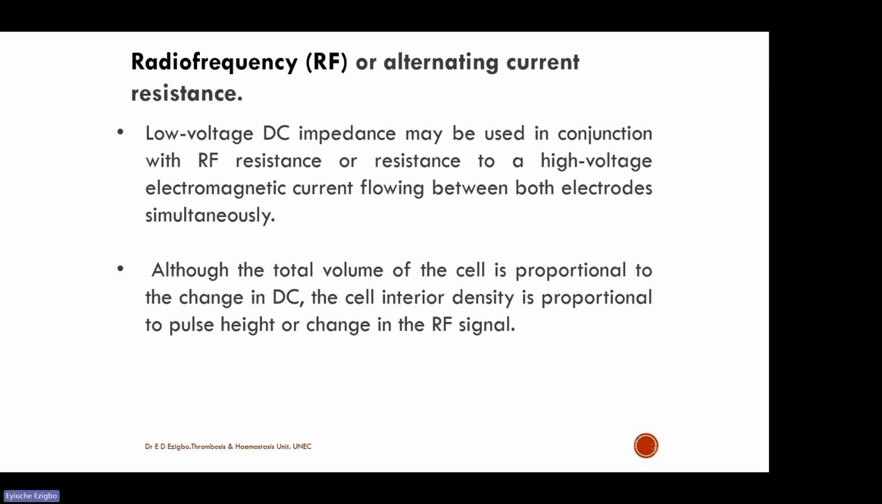Low voltage DC impedance may be used in conjunction with radio frequency, as we've been saying, resistance to a high voltage electromagnetic current flowing between both electrodes simultaneously. The total volume, as you can see from the diagram, is proportional to the change in DC. The cell interior density is proportional to the pulse height or change in the radio frequency signals, as you saw in the diagram.